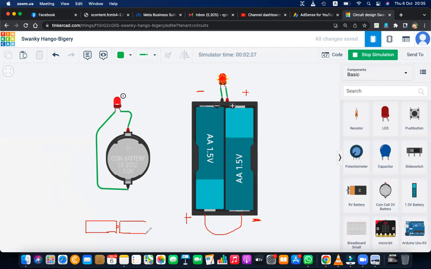Have you seen this? Yes. Then this is negative, this is positive.